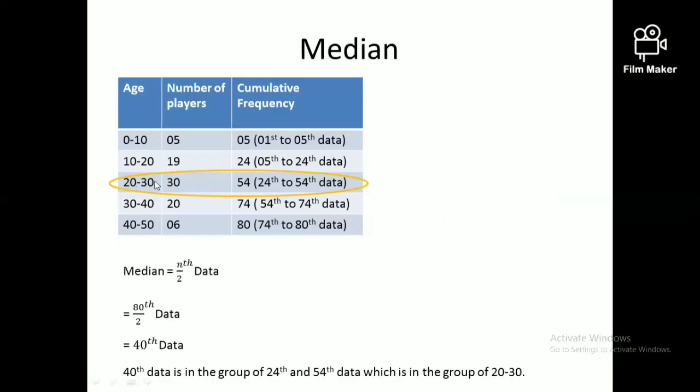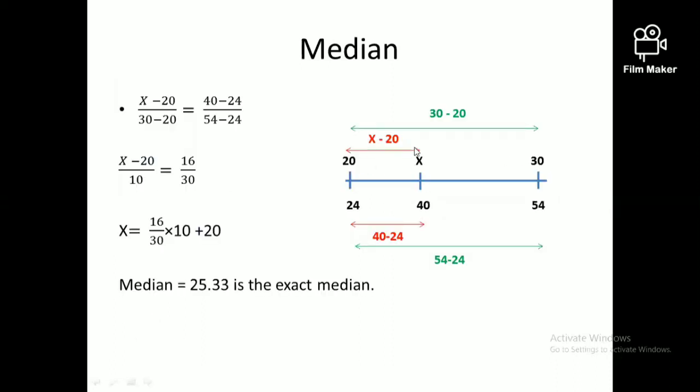That's the concept we have to understand. We know that the 40th information is in between here to here, which means the median is definitely a value between 20 and 30. Then we can mark that the median is in between 20 to 30. You just mark this information on a number line, somewhere like this, right?